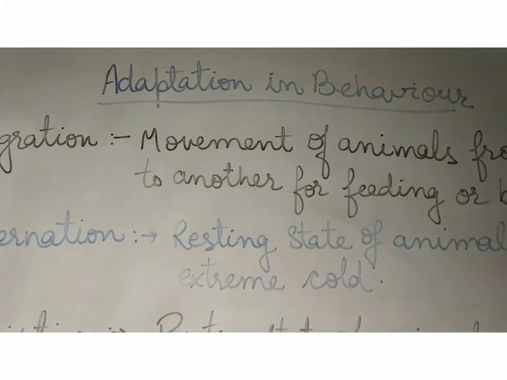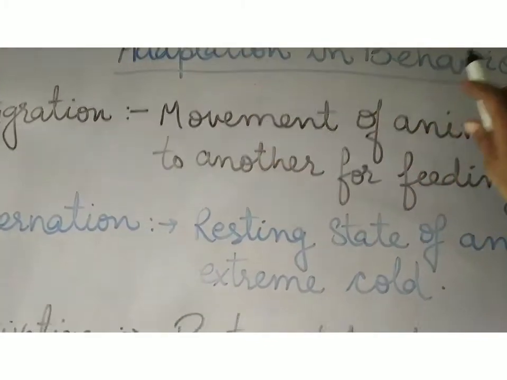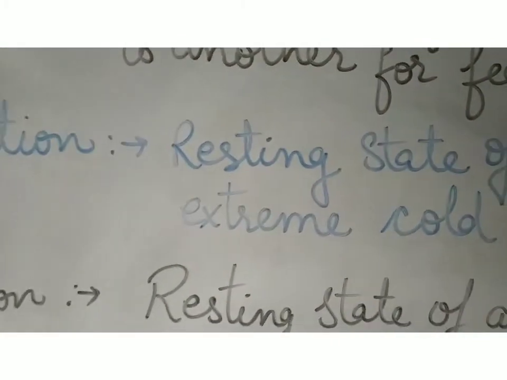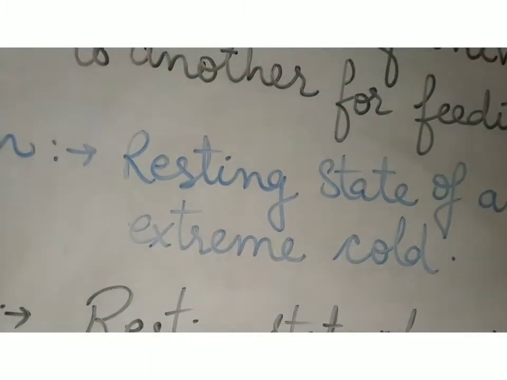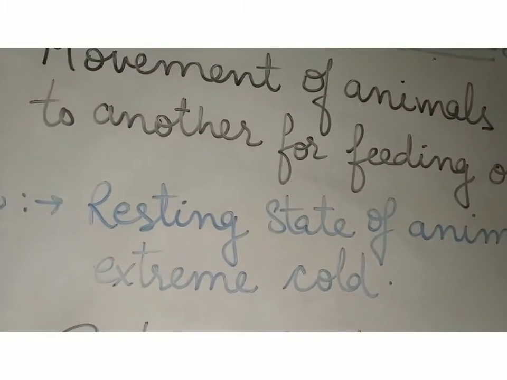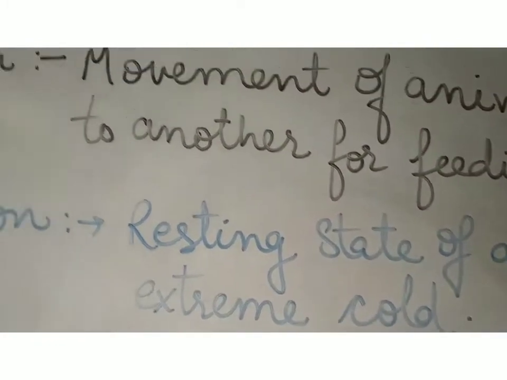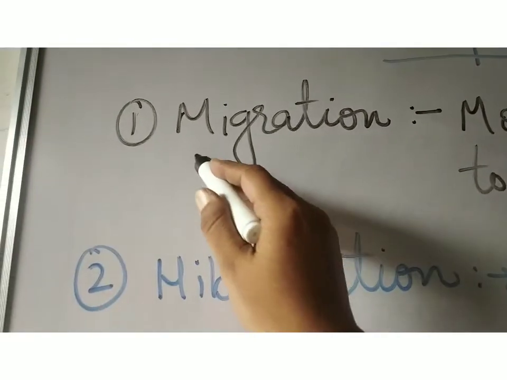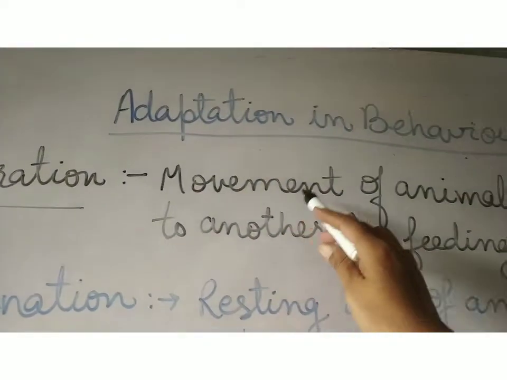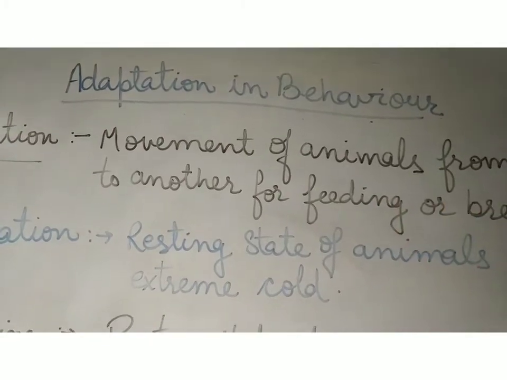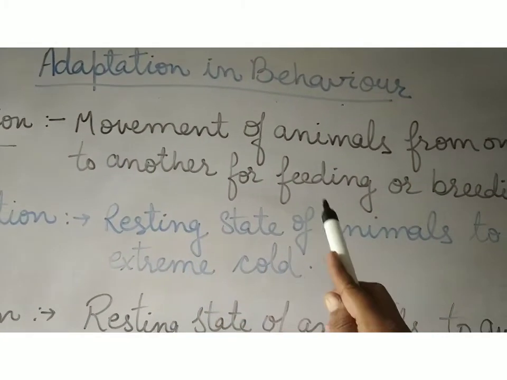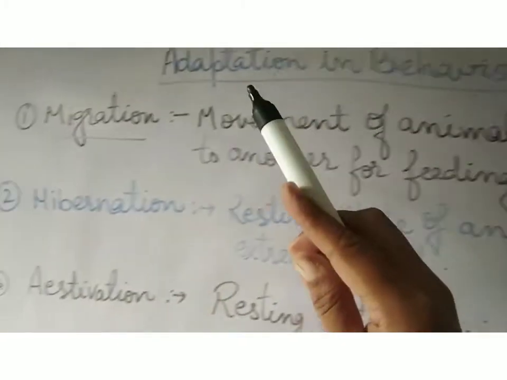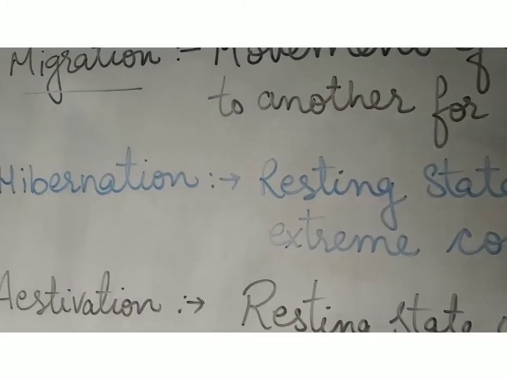Children, now we will study adaptation in behavior. Animals also develop some special habits to suit their surroundings. So the first is migration. What is migration? The movement of animals from one place to another for feeding or breeding is called migration.